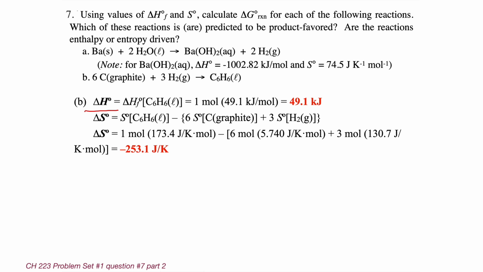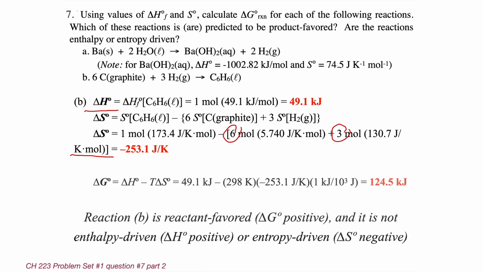Now, entropy, which is the next section down, and again, products minus reactants, we do have to look up the values on this one, even the elements, and that's what the table's for. We're multiplying the hydrogen by 3, and we're multiplying the carbon by 6, but otherwise it's pretty easy. Negative 253.1 joules per Kelvin. This is a negative entropy. This reaction is not entropy driven. So this is neither enthalpy driven nor entropy driven.